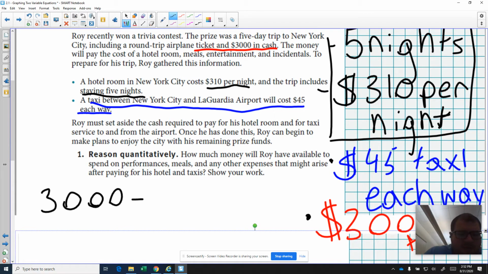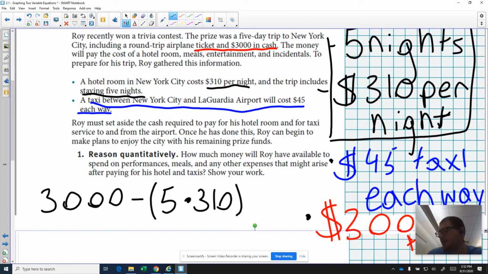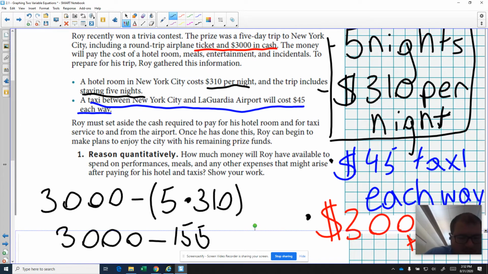So really, I have to do 5 times $310. Right? Whatever that comes out to be is how much money I'm spending for that hotel room for that week. In this case, just to rewrite it, this comes out to be 3,000 minus 5 times 310, which comes out to be 1,550.